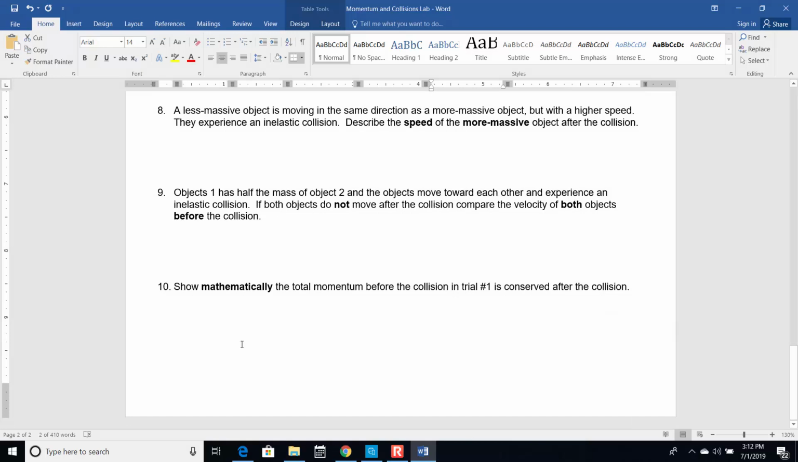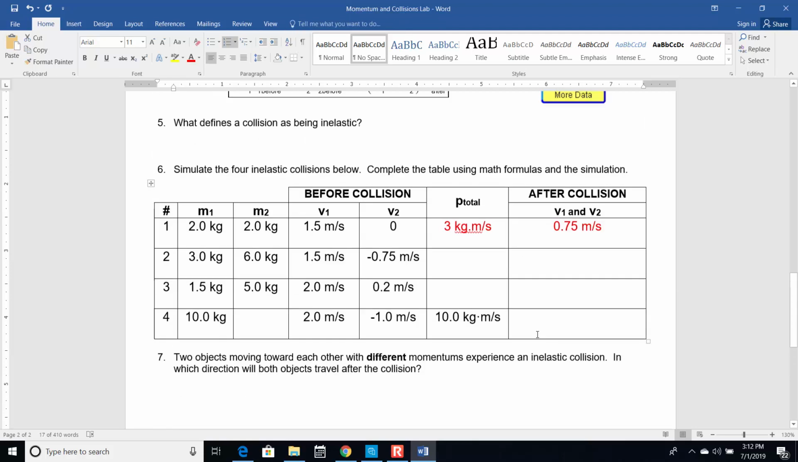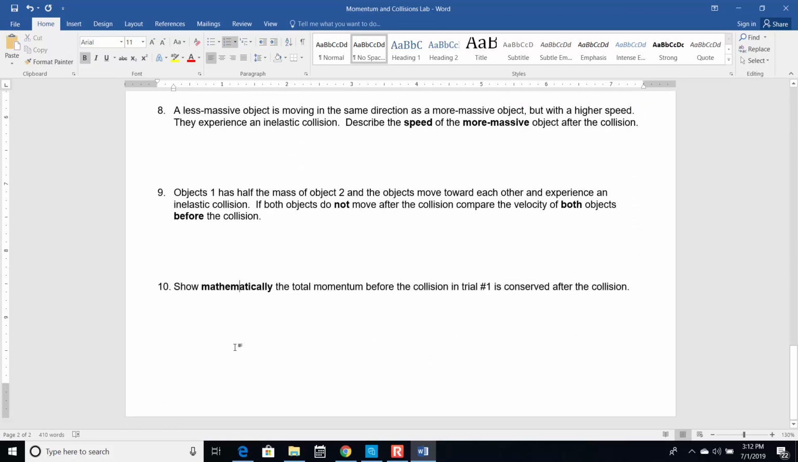All right, what is said now for number 10? Mathematically, the total momentum before the collision in trial 1 is conserved after the collision. So you just have to calculate the initial momentum. The way you do that is: the initial momentum before collision is equal to the mass times velocity of both objects. So write down m1 v1 plus m2 v2. Just calculate this value now: m1 v1 plus m2 v2.